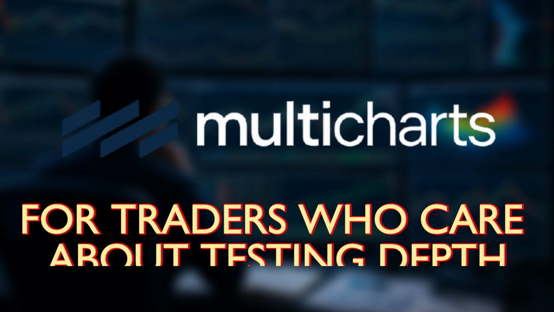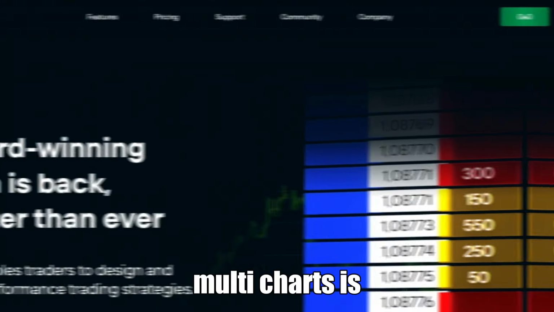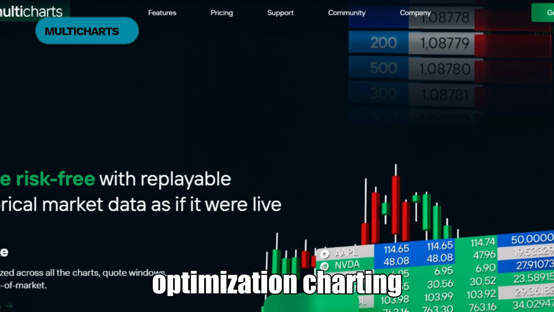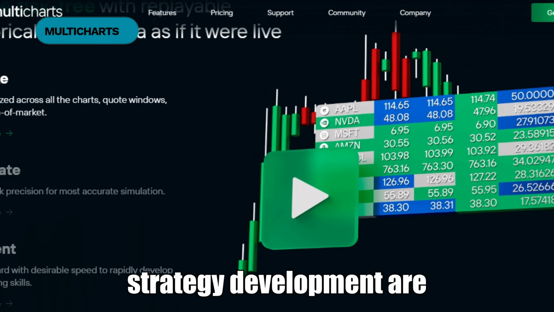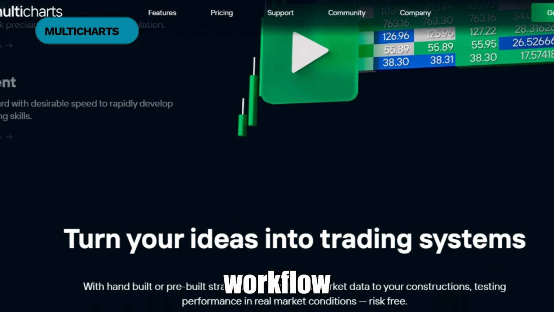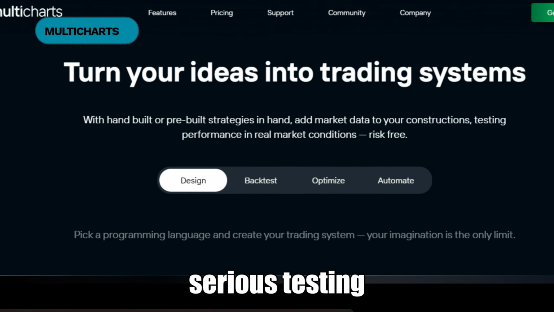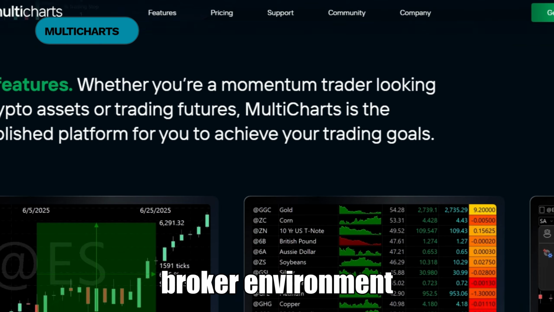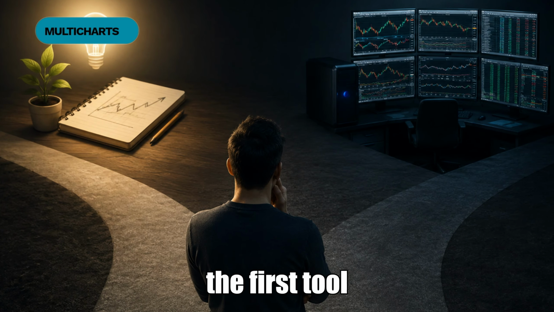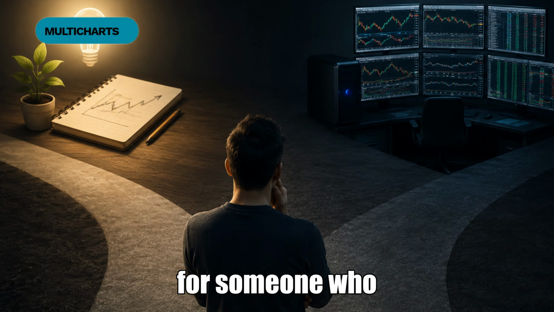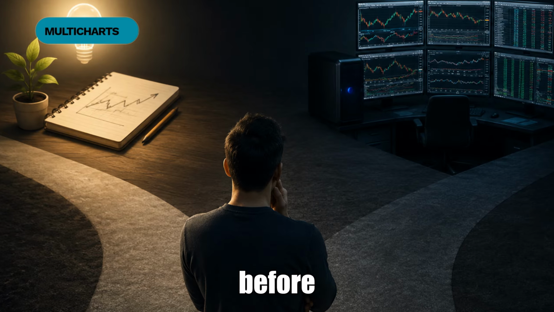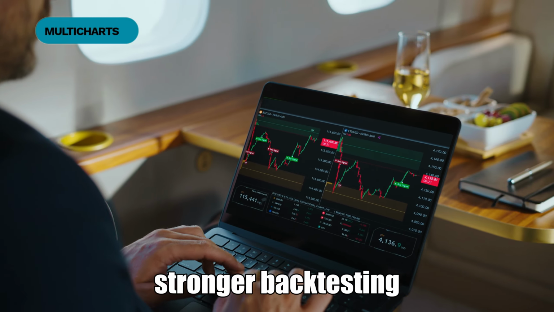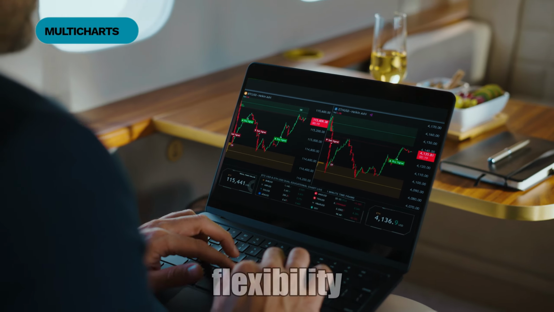MultiCharts for traders who care about testing depth. MultiCharts is worth considering when backtesting, optimization, charting, and automated strategy development are central to the workflow. It can suit people who want serious testing and automation without being tied to only one broker environment. MultiCharts is not the first tool I would choose for someone who has never tested a trading idea before. It is better for traders who already know they need stronger backtesting, optimization, and execution flexibility.